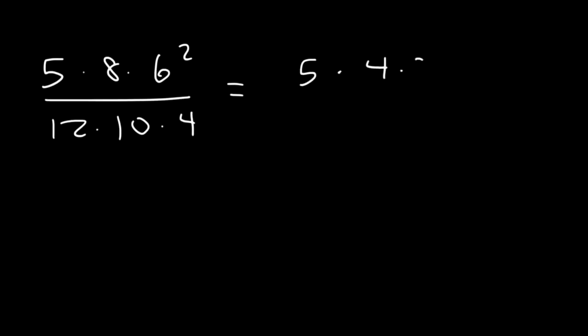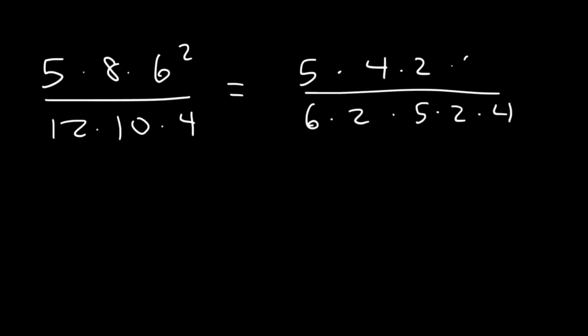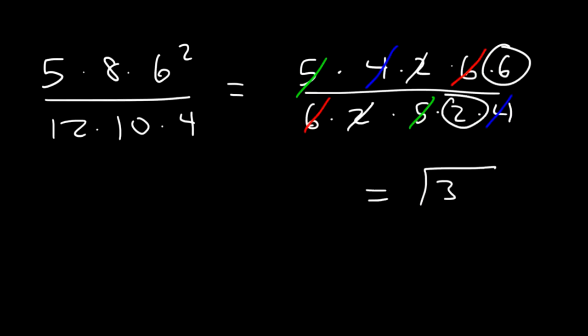8 is 4 times 2. 12 is 6 times 2. 10 is 5 times 2. And 6 squared is 6 times 6. So we can cancel a 6. We can cancel a 4. We can cancel a 5. And we can cancel a 2. So we're left with 6 divided by 2, which is 3. And that's the answer.